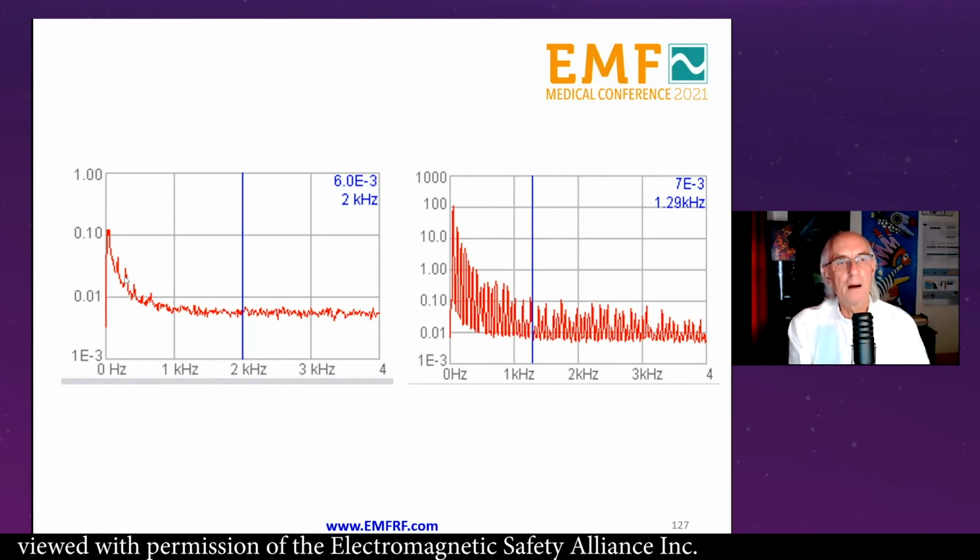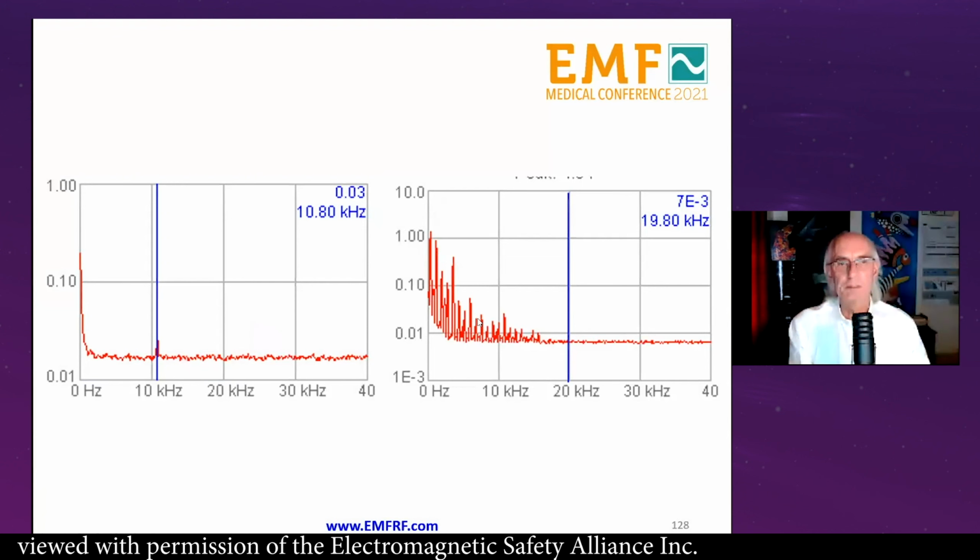We call them harmonics, which are multiples of the fundamental frequency. And here is a little bit of crud, but not much. But if we look at another location, we can see that there are a lot of peaks at 1 kilohertz, 2 kilohertz, up to the 3 kilohertz version. So there is a dirty electricity source present.